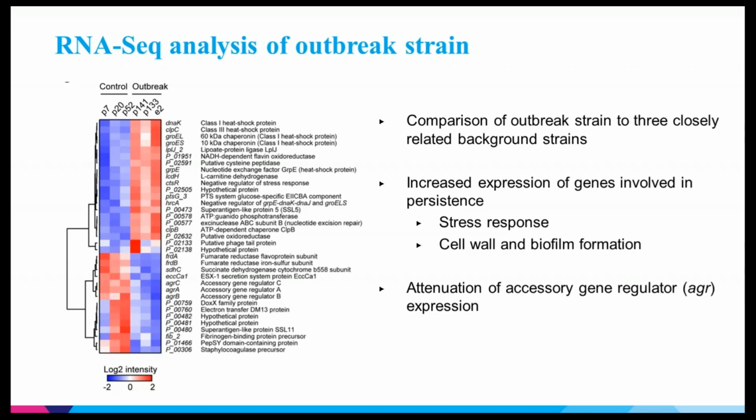And what we see when we did this RNA-Seq comparison is increased expression in the outbreak strain of genes involved in persistence. So there are genes involved in the stress response, cell wall and biofilm formation. But we also see an attenuation of the accessory gene regulator gene expression. And we think that the combination of those 2 may predispose this strain to be more biofilm forming, and that could potentially explain why this strain was more persistent in the environment.